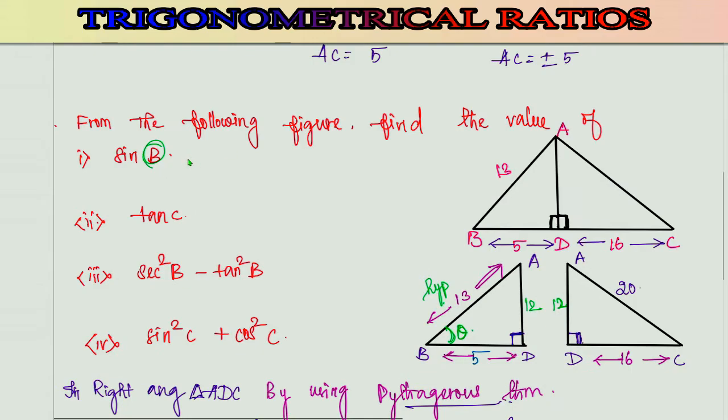Okay, now based on these two triangles, I am going to fix the values. First I am going to consider B as the angle of reference in the triangle ADB. This is the hypotenuse side, this is the opposite side and this is the adjacent side. The sine formula is opposite divided by hypotenuse side. So opposite we have 12 divided by hypotenuse side 13. So 12 by 13 is the answer.